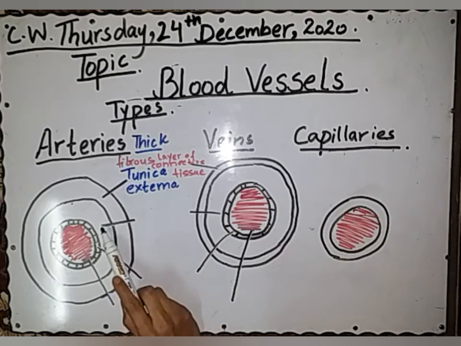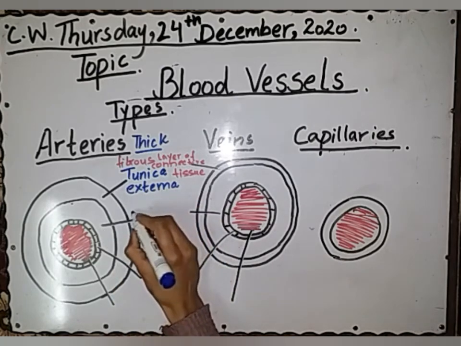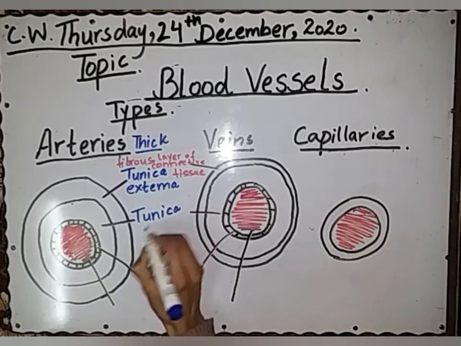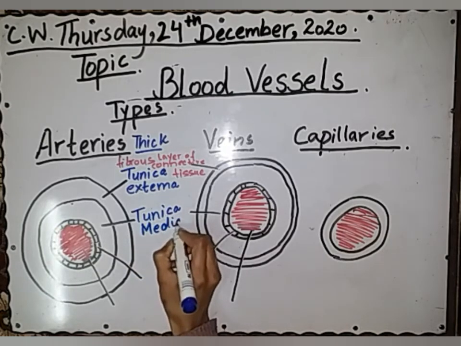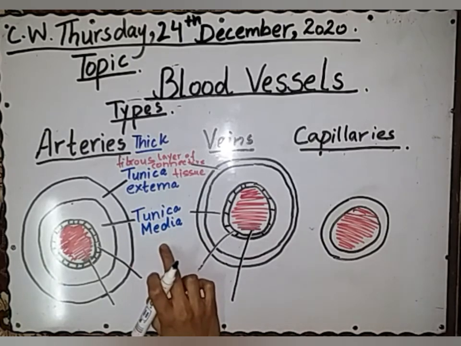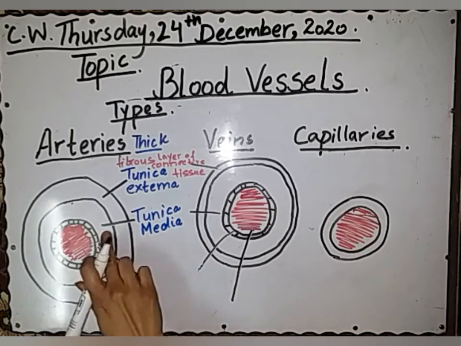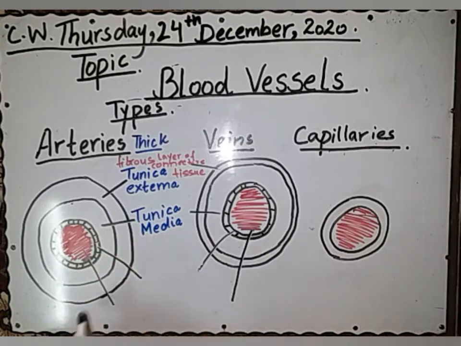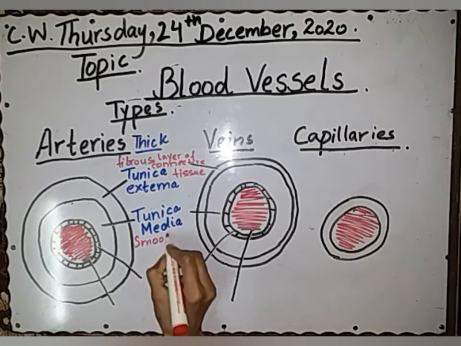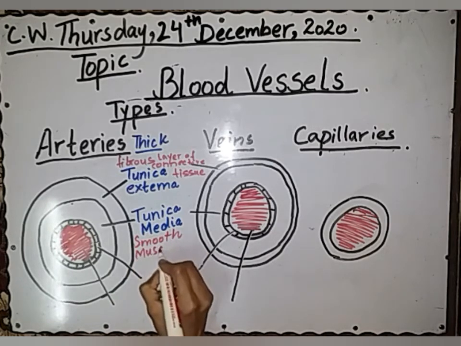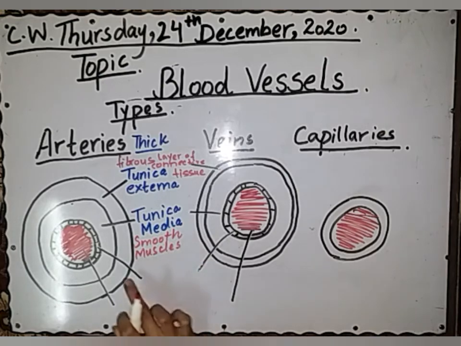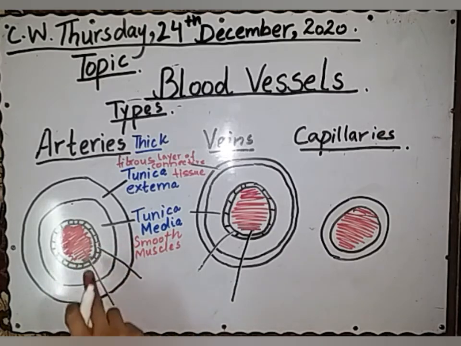And the second layer is known as tunica media. Again, tunica means membrane and media means medium. The medium membrane is known as tunica media of the arteries. The walls of tunica media are made up of smooth muscles, and their walls are elastic and expand due to high pressure. They have the property of elasticity to withstand the high pressure.